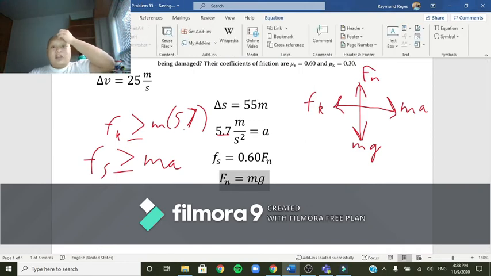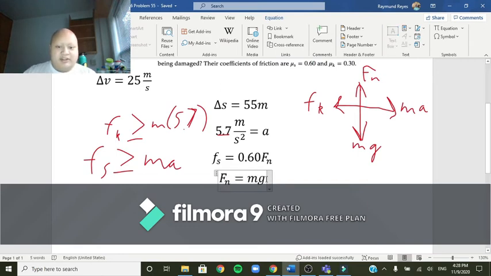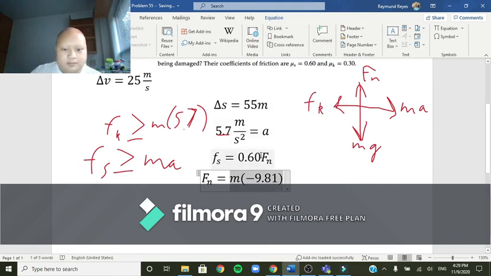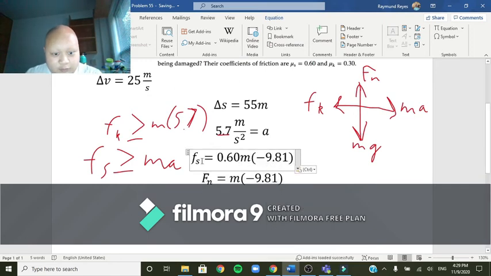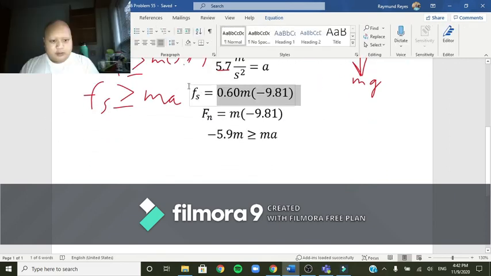So that would mean that the two forces have to be equal, since they both equal 0. So F_N will equal mass times gravitational acceleration. Gravitational acceleration we know is negative 9.81 meters per second squared, and not 10. So after that, we plug this in for F_N, and then we get that 0.6 times the mass times 9.81 would be the function of static friction. So we need to plug in F_s for this function. Once we multiply this, it would just be negative 5.9 meters.